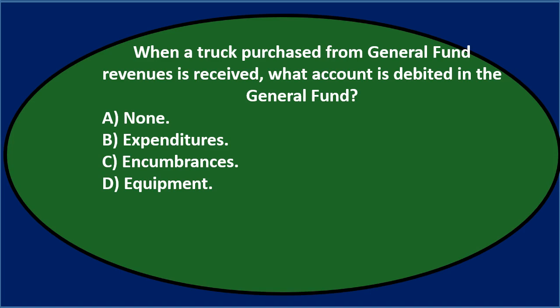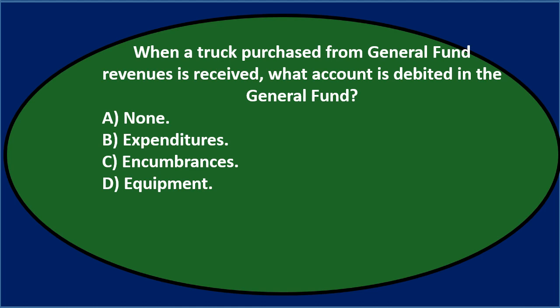In this presentation, we will take a look at multiple choice questions related to governmental accounting, going through those questions and then practicing test-taking skills with them. First question: when a truck is purchased from the general fund, revenue is received, what account is debited in the general fund? Is it A, none, B, expenditures, C, encumbrances, D, equipment?